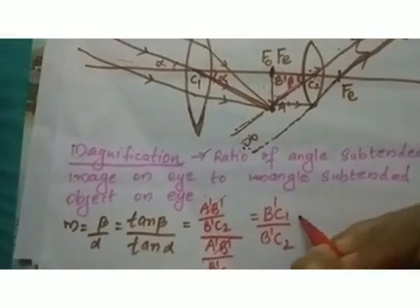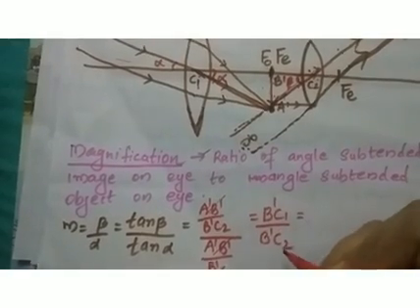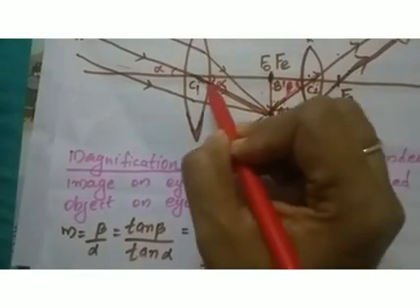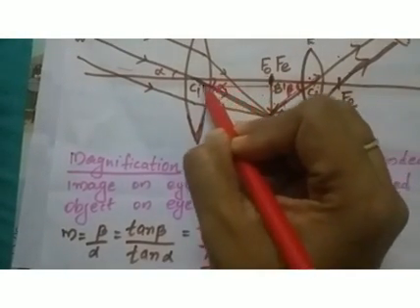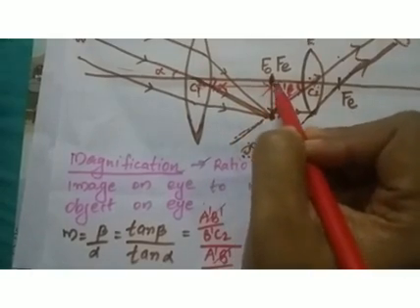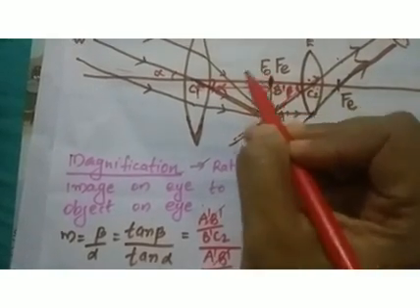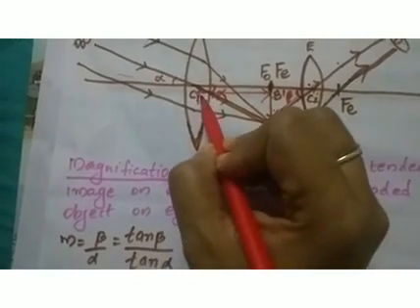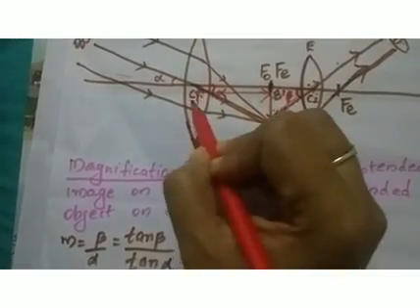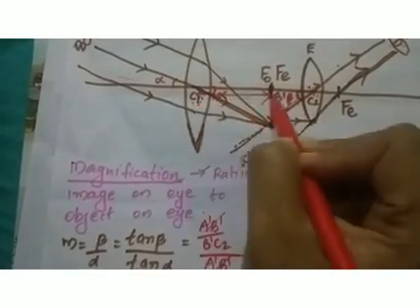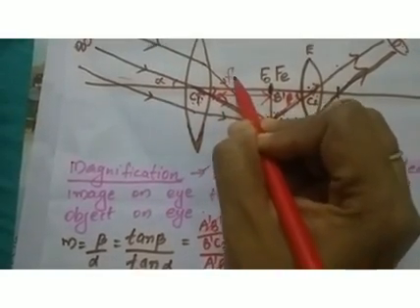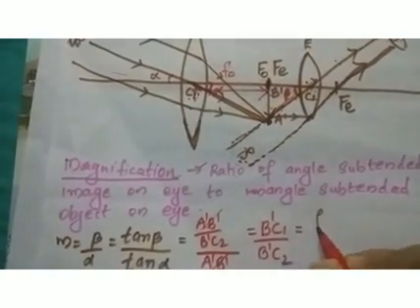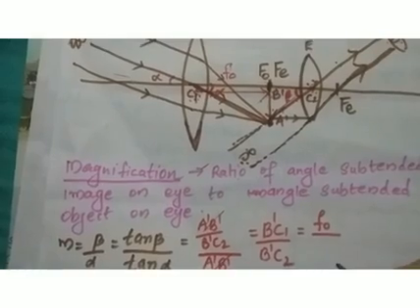Now let's find out what B dash C1 and B dash C2 are from the figure. What is B dash C1? This is the distance B dash C1. This point is the focus of the objective, and B dash C1 is the distance between the focus and the center of the lens. The distance between the focus and the lens is the focal length. So B dash C1 is the focal length of the objective.